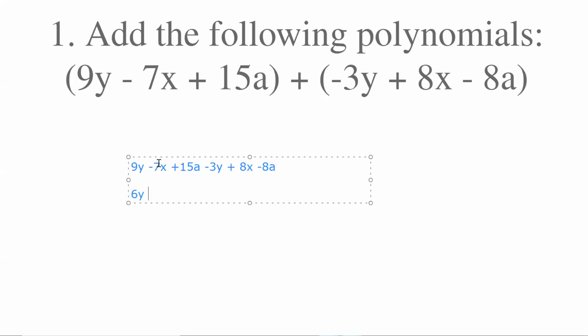So we got negative 7x and we've got positive 8x. What do you think we're going to be left with? 1x. Good. So negative 7 plus 8 is 1. So we can just leave it as plus x. And then we've got 15a minus 8a, and that equals what? 7a. Yep, positive 7a. So now all the things are simplified. They're all combined, and that's where we finish that. That's where the problem is done. Okay? Great.